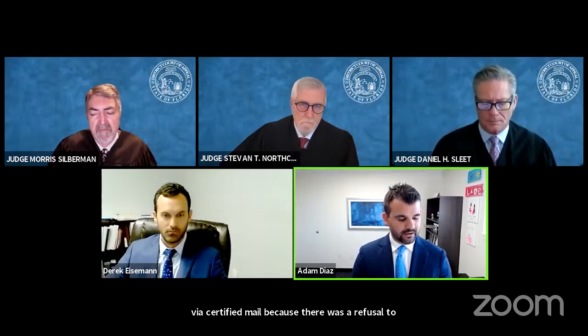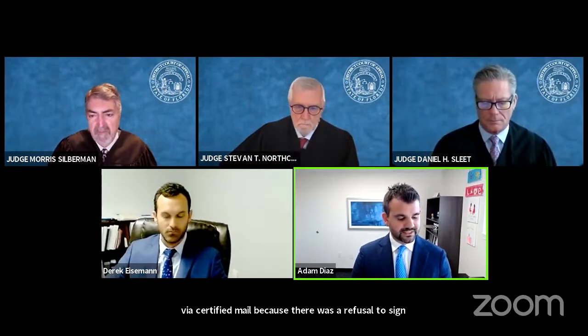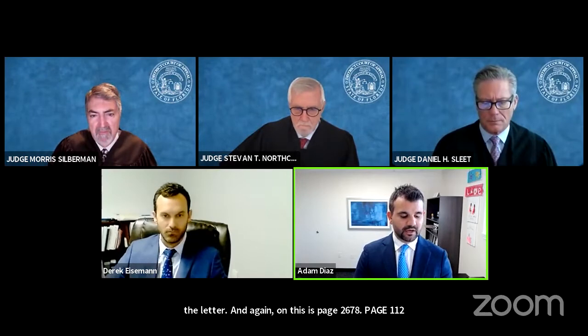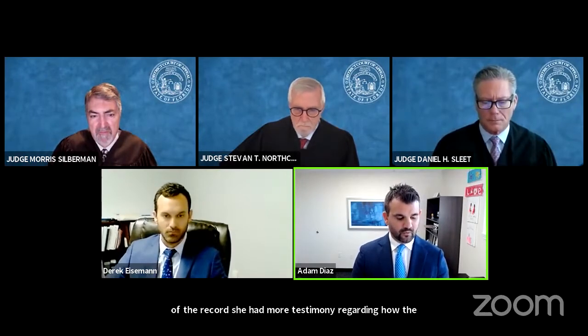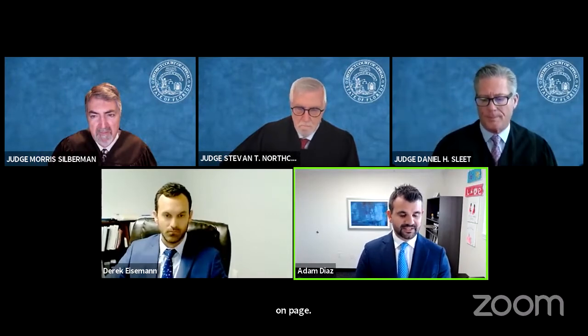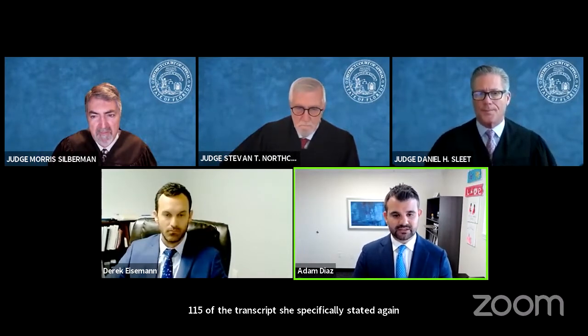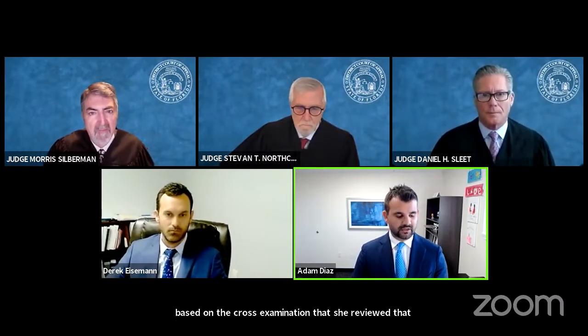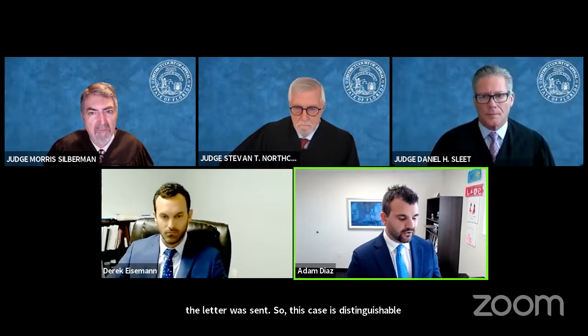And again, this is page 2678, page 112 of the record, she had more testimony regarding how the tracking number comes into the system from Walls. And on page 115 of the transcript, she specifically stated again, based on the cross-examination, that she reviewed that the letter was sent. So this case is distinguishable from the other cases that have been entered by the courts.